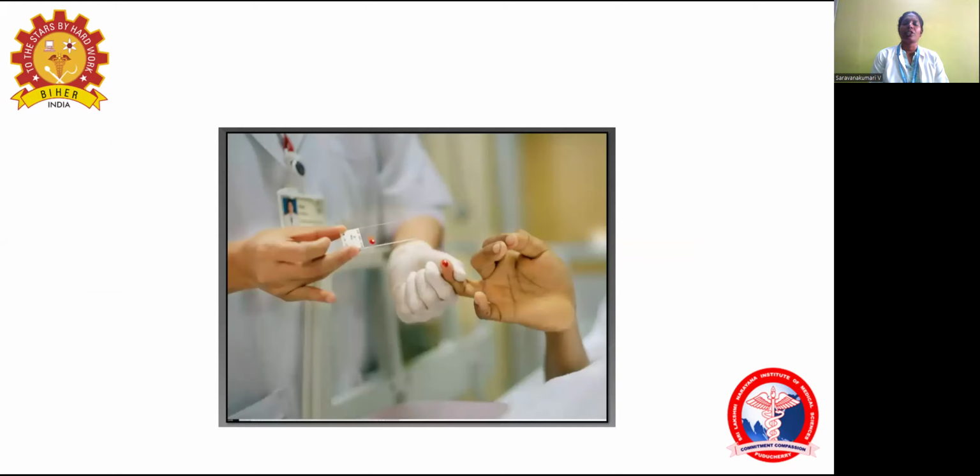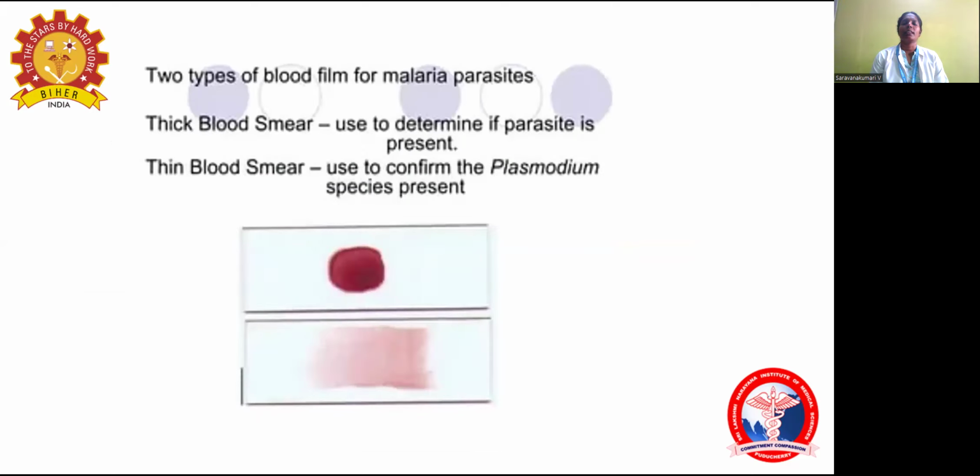So this is the picture. You can see a doctor trying to make the smear from the skin puncture, and he will be doing the smear immediately in order to prevent the morphological changes of the malarial parasite. This is the thick smear. With the help of thick smears, we are able to see the presence of the malarial parasite.